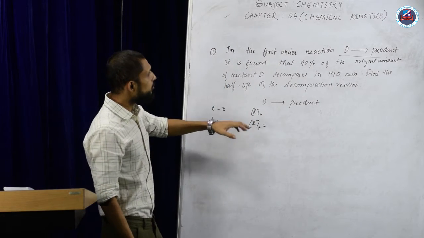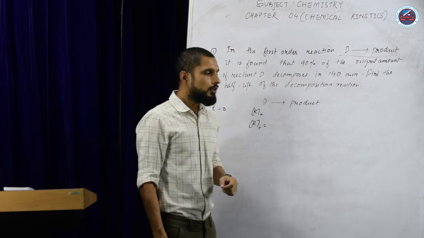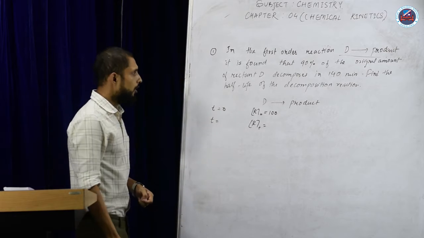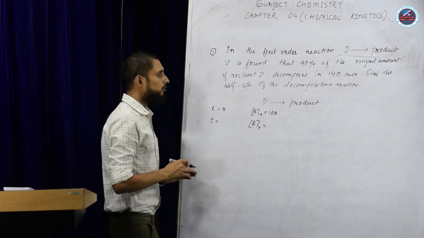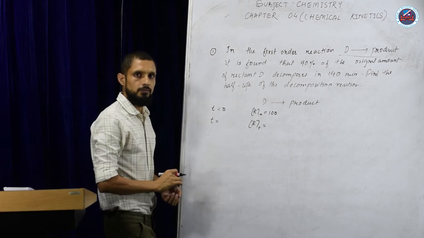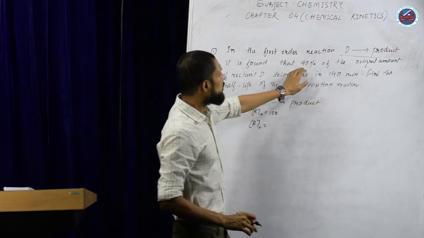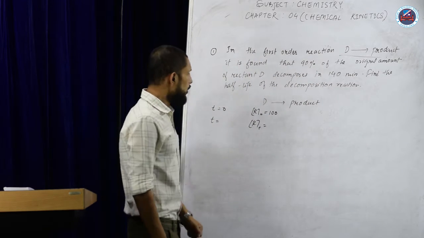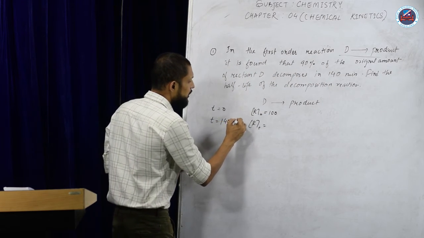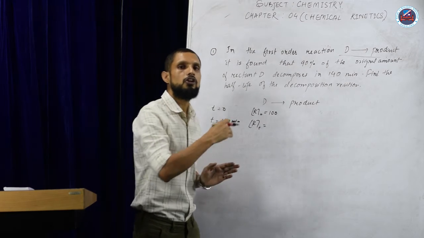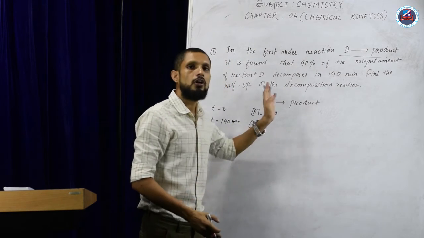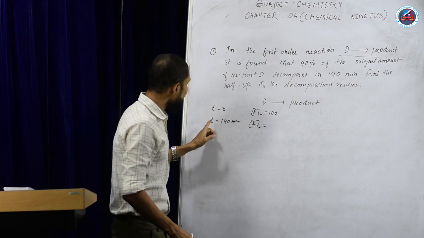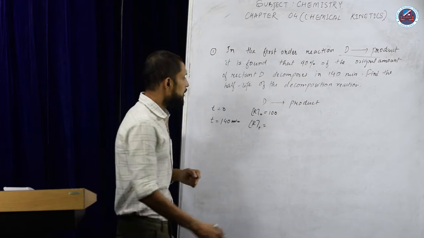Now when time is 0, since it is given in terms of percentage, the initial concentration of reactant is equal to 100. So at time T equal to 0, we are starting with 100% reactant. Now next it says that 90% of the original amount of reactant D decomposes in 140 minutes. So when time T is 140 minutes, 90% of the reactant decomposes. That means it's converted to product. So the amount of reactant which is left after time T equal to 140 minutes is 10%.